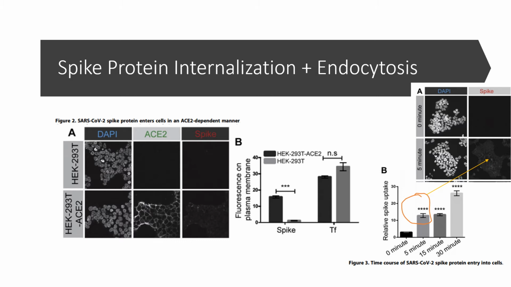Additionally, in figure 3, to prove that there was actually internalization, you can see that at the 5-minute interval, you can already see spike protein, which is a key indicator of endocytosis.